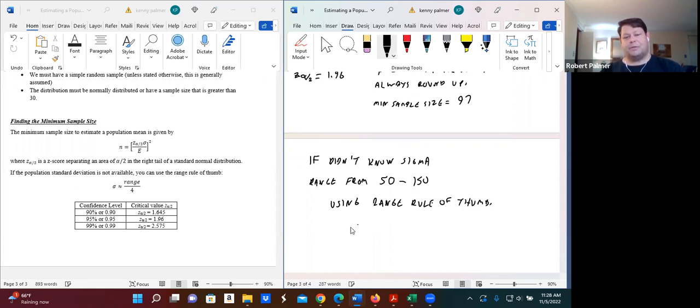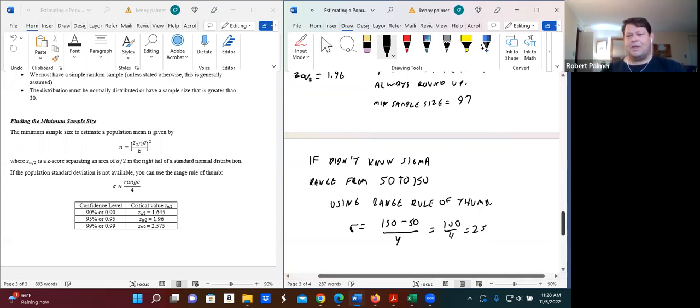Now from that, using this range rule of thumb, sigma would be the range, which is based on the range of 150 minus 50. Here I should probably say 2 instead of minus, just to make it clear. I'm not subtracting here. So 50 to 150. So 150 minus 50, or 100, over 4 is 25. Okay, let's see how that changes things.